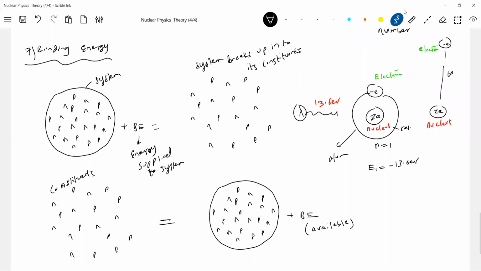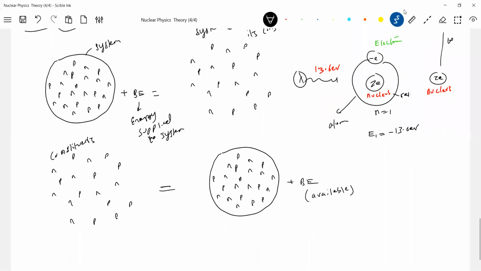Then the system will break up into its constituents. Similarly, if the constituents combine to form a system, what happened here? Constituents combined to form a system. Then what happened? Binding energy will be available, or released, it's left to you. Released, I'll write it. And this will be better for numericals. This word will help you here.